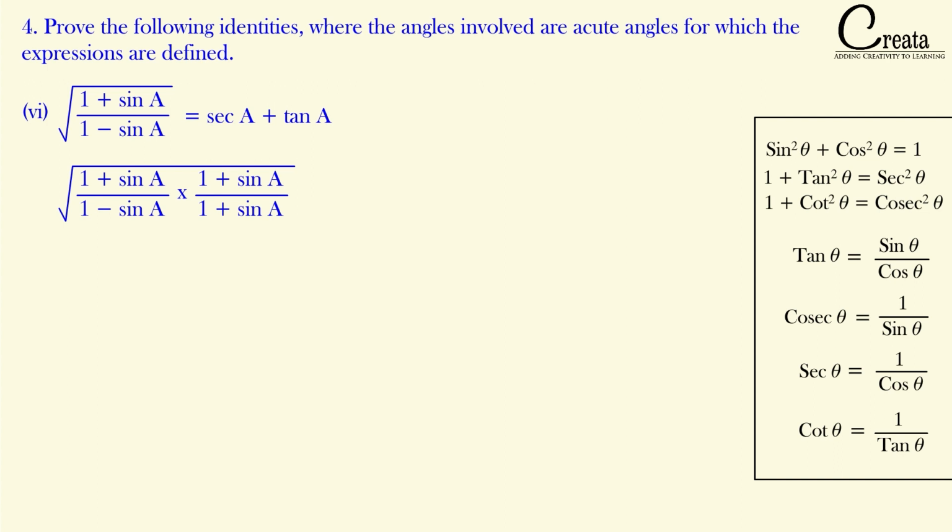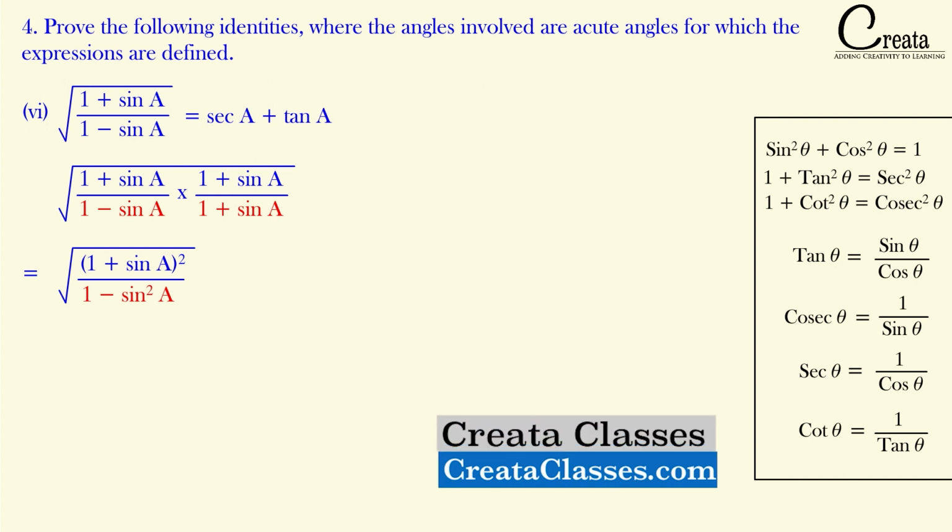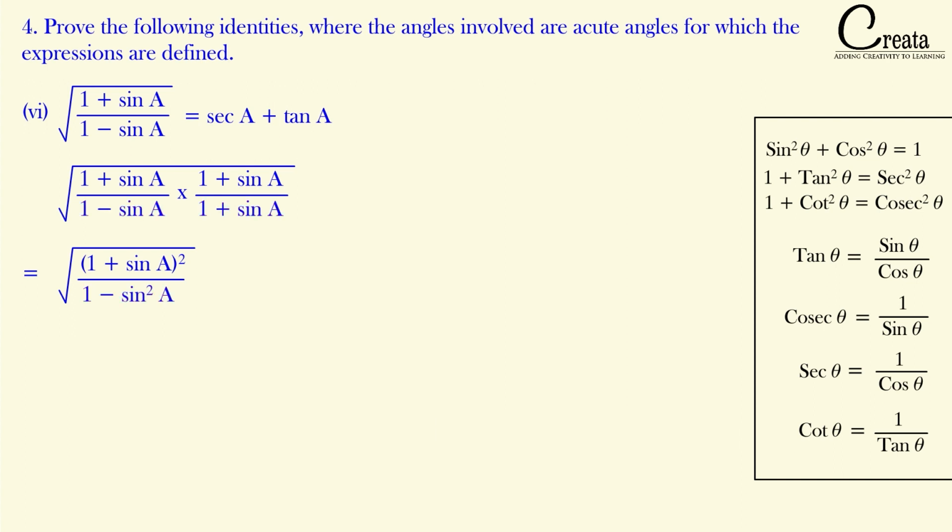In the numerator we got 1 plus sine A whole square, and in the denominator we got 1 minus sine square A. How we got 1 minus sine square A in the denominator? We have simply used the formula A minus B into A plus B, which is A square minus B square. So in the denominator we got 1 minus sine square A. Let's take the numerator term out of the root. The square will cancel out. We got 1 plus sine A in the numerator. And in the denominator, what is 1 minus sine square A?